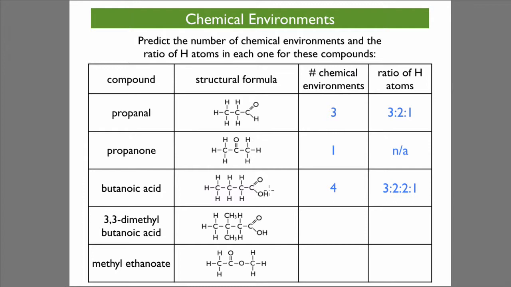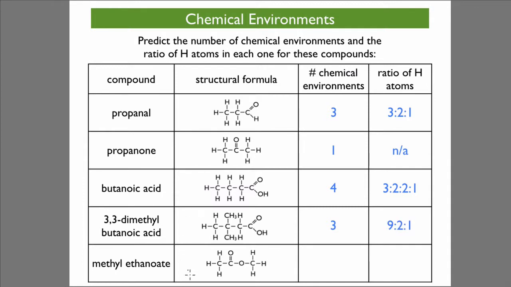Next, 3,3-dimethylbutanoic acid. What we've got is a methyl group, another methyl group, and another methyl group, all bonded to this carbon. So we've got 3, 6, 9 hydrogens all bonded to this, all in the same environment. Then we've got CH2 here, and we've got the hydrogen bonded to this oxygen. So we've got 1, 2, 3 chemical environments, and a ratio of 9 to 1.